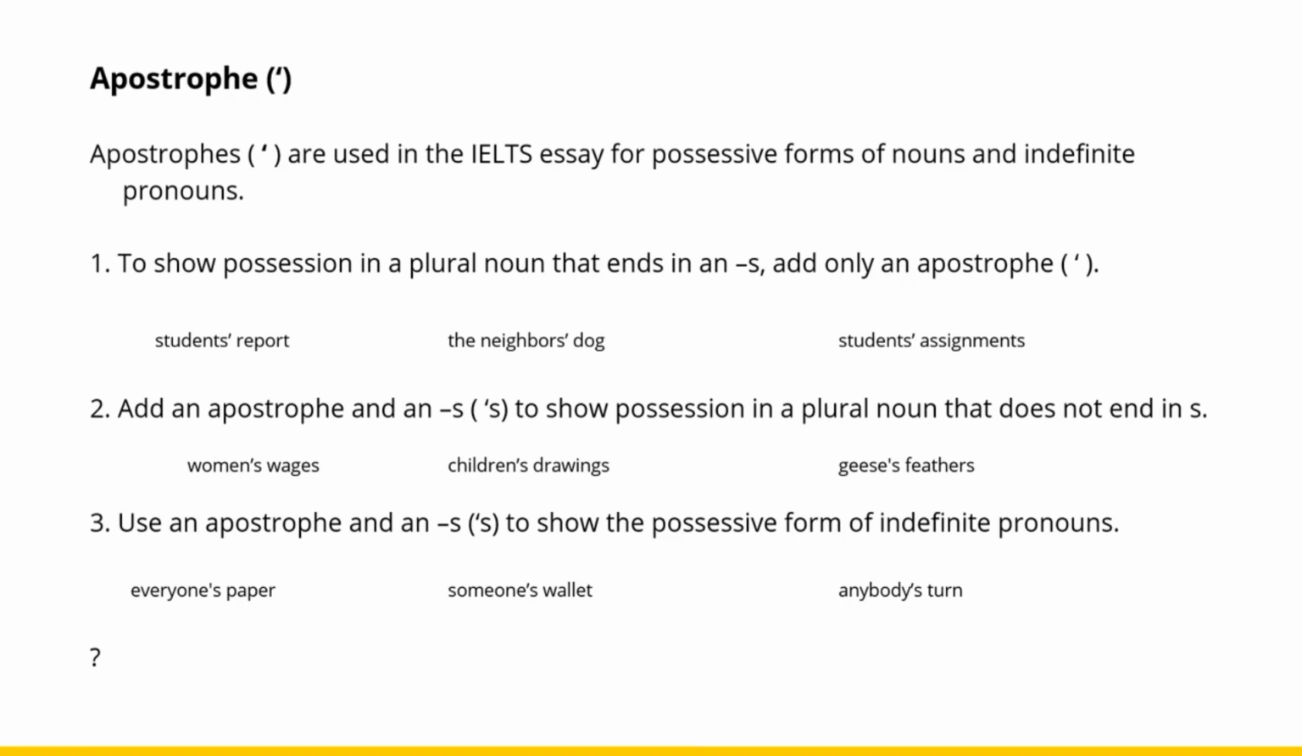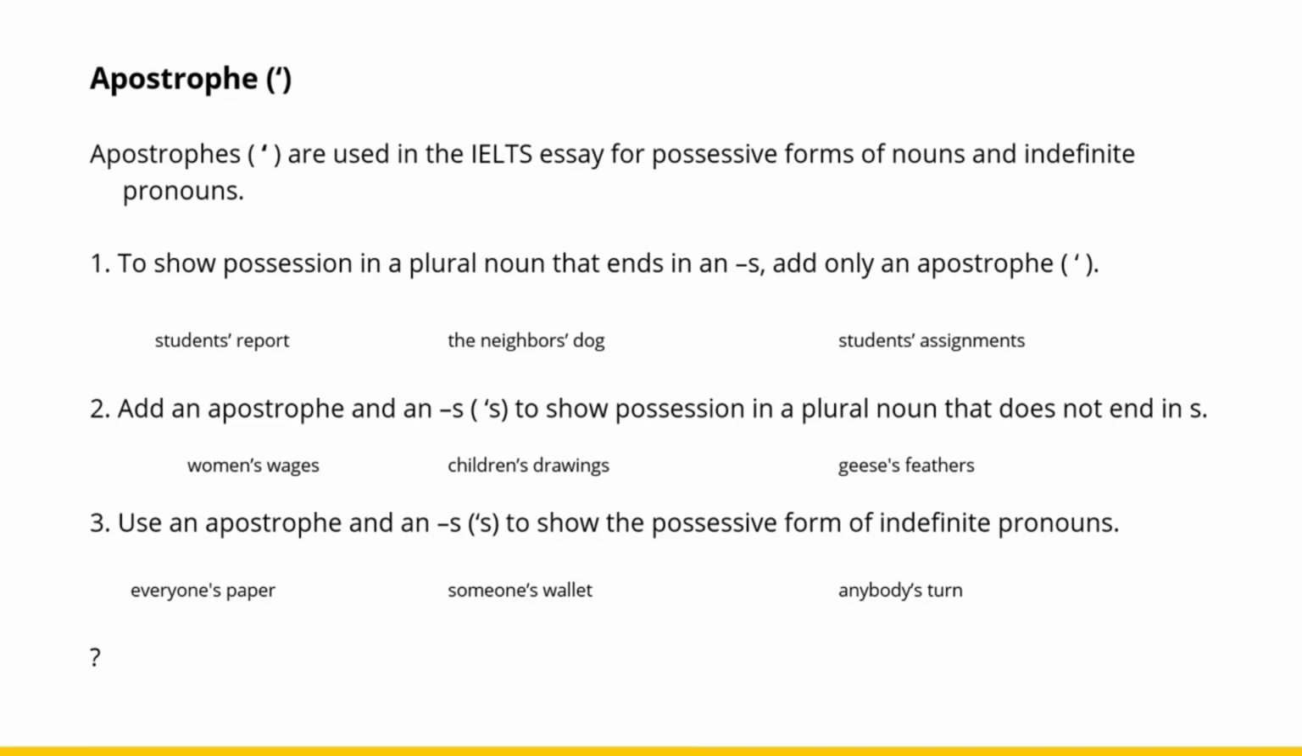The second one is quite different. Here we add an apostrophe and S to show possession in a plural noun that does not end in the letter S. For example, "women" is a plural form, and we add an apostrophe and also the letter S. So: women's wages, children's drawings, geese's feathers. This is the second way of using the apostrophe.